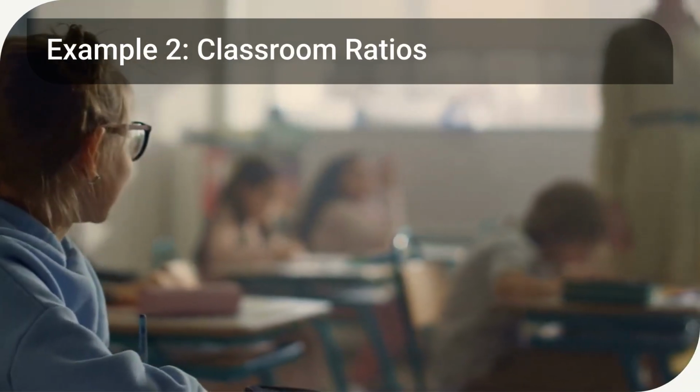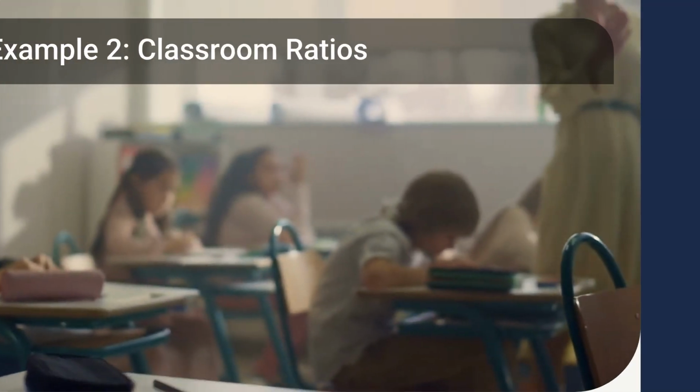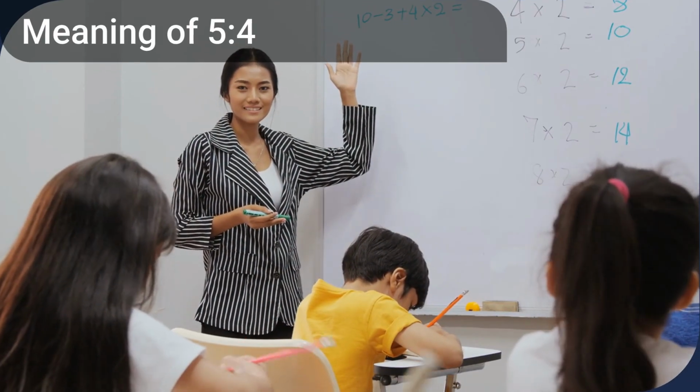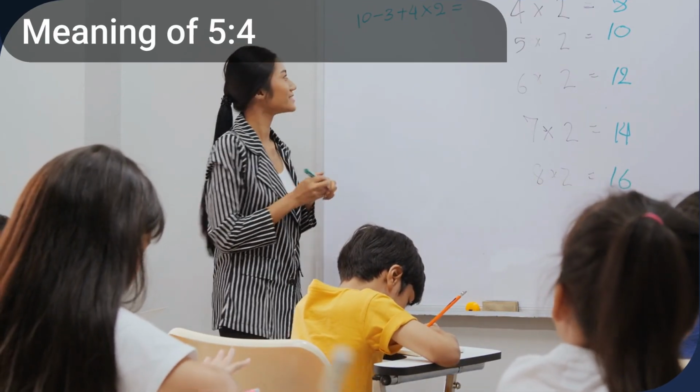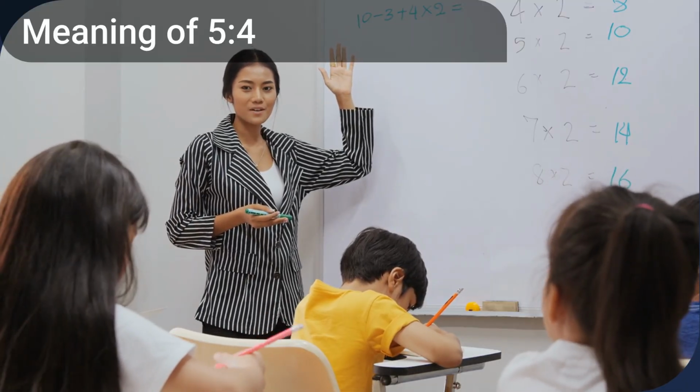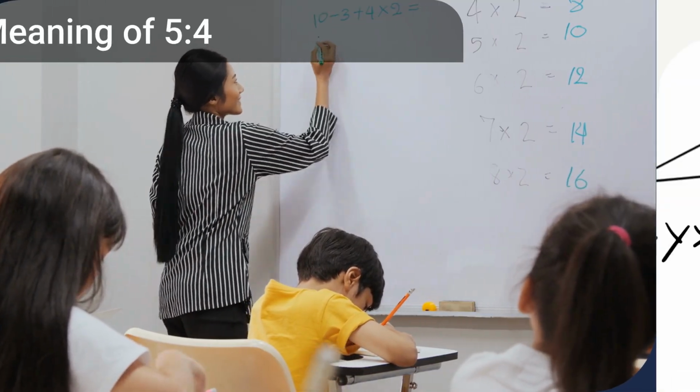Now let's look at a ratio within a classroom setting. Suppose a class has 5 girls for every 4 boys. This comparison is expressed as the ratio 5 to 4. A 5 to 4 ratio means that if the class size grows, the number of girls will remain proportional to the number of boys, always keeping this 5 to 4 relationship.